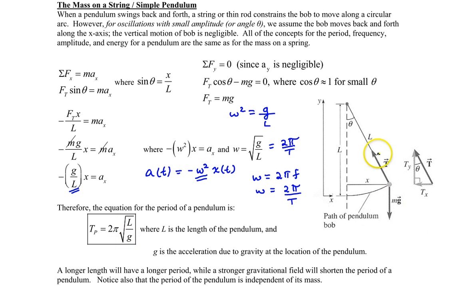So longer pendulums will have a longer period, and shorter pendulums will have a shorter period. And also the acceleration due to gravity. If you go into a weaker gravitational field, such as the moon, then you'll find the period will be a lot longer.